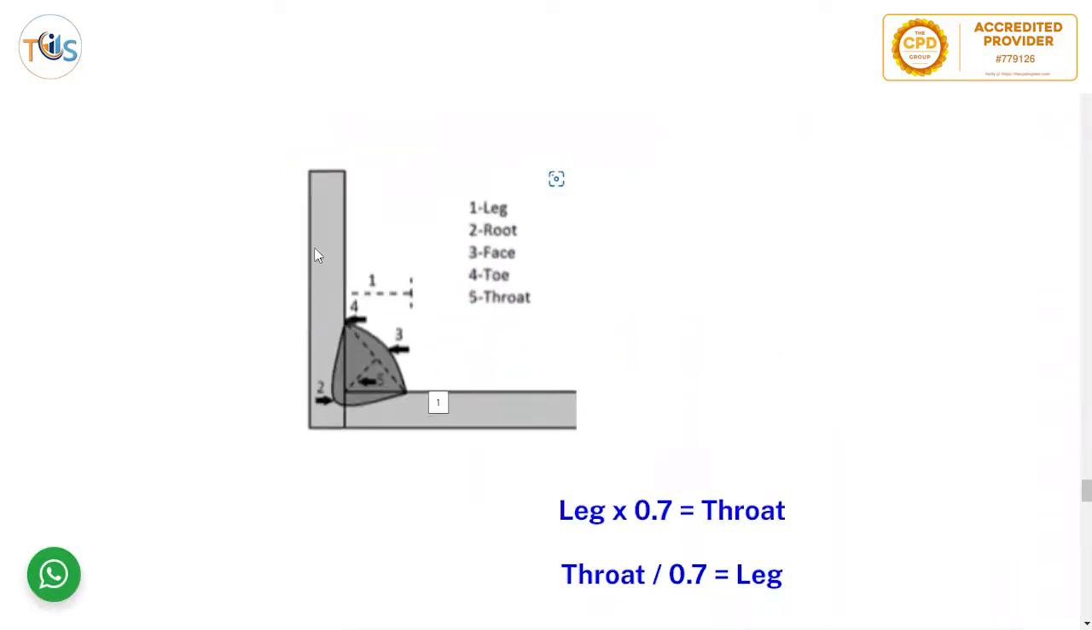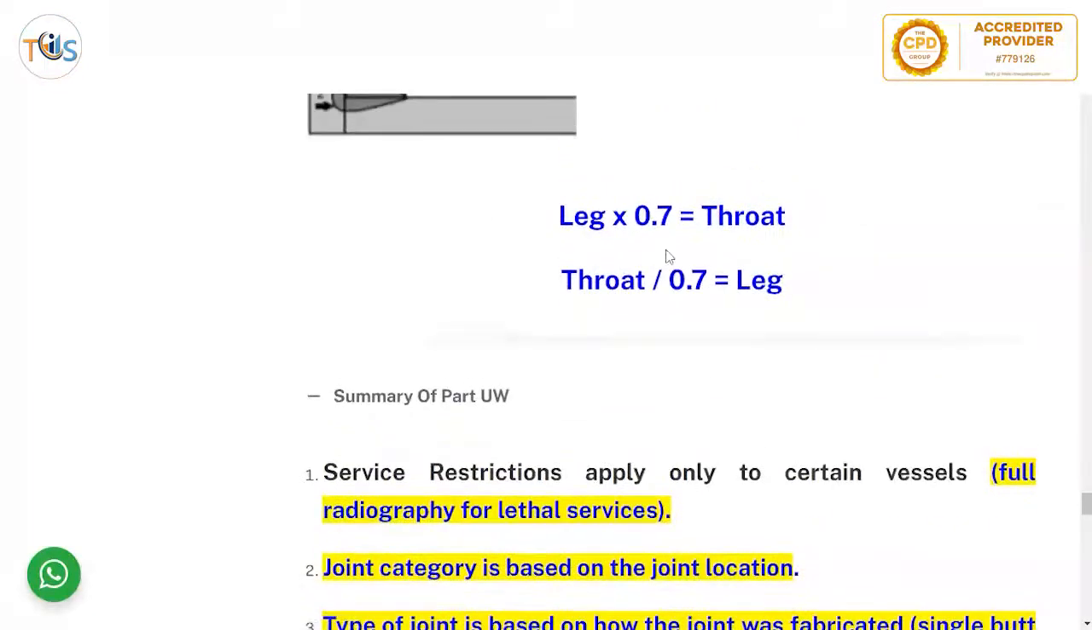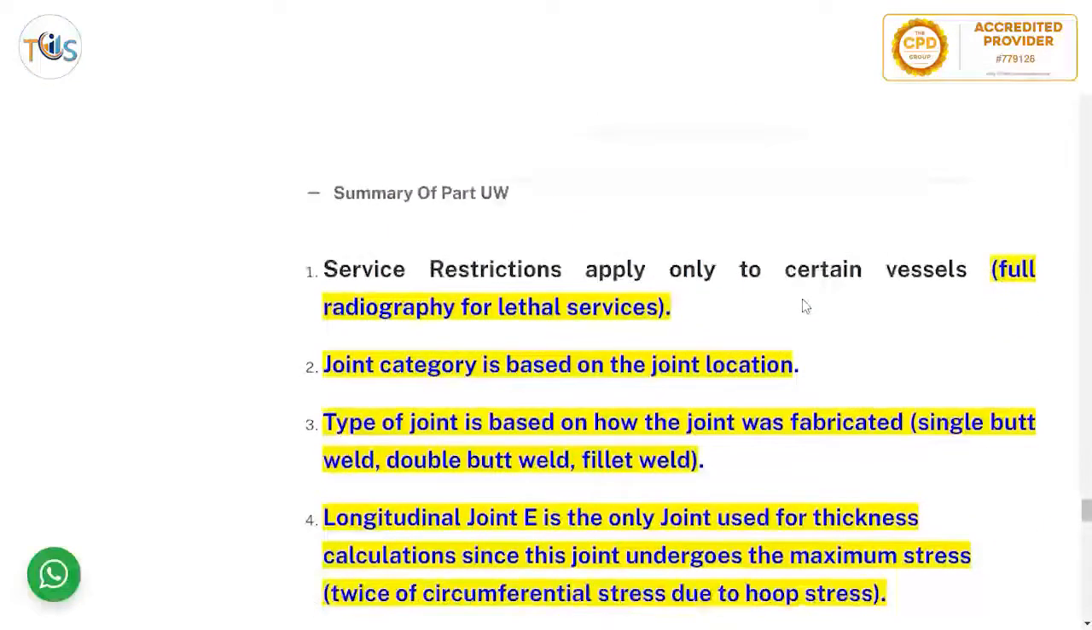Now, we just brought up a fillet weld. As you can see, one is the leg. So this is a leg, and this is a throat. And this is called the face of the weld, and it can be concave or convex. That's why they say theoretical throat is this one, and the actual throat is up to this arrow, because it's concave. So leg times 0.7 is throat. Throat divided by 0.7 is leg. This is all you need to remember.